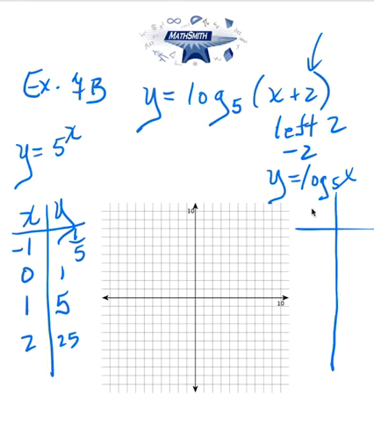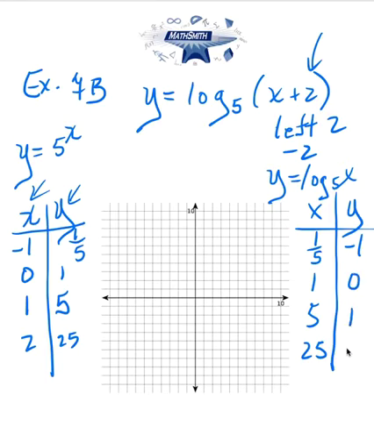I'm just going to swap my x's and y's here. So my y's here become my x's. So my inputs are 1/5, 1, 5. I can put 25 in here, it's not going to be on the screen. And then my output, or my range of my logarithmic function, is the same thing as the domain of my exponential function. So that's -1, 0, 1, 2.